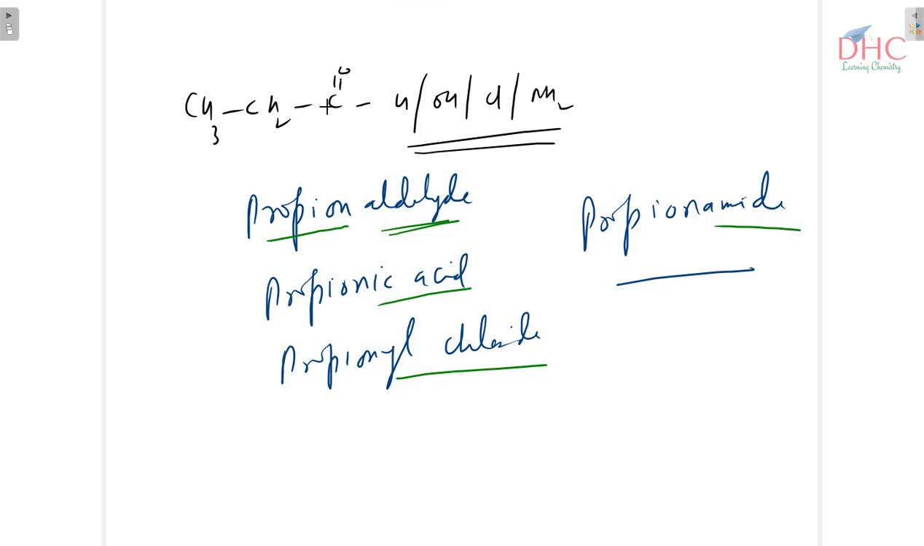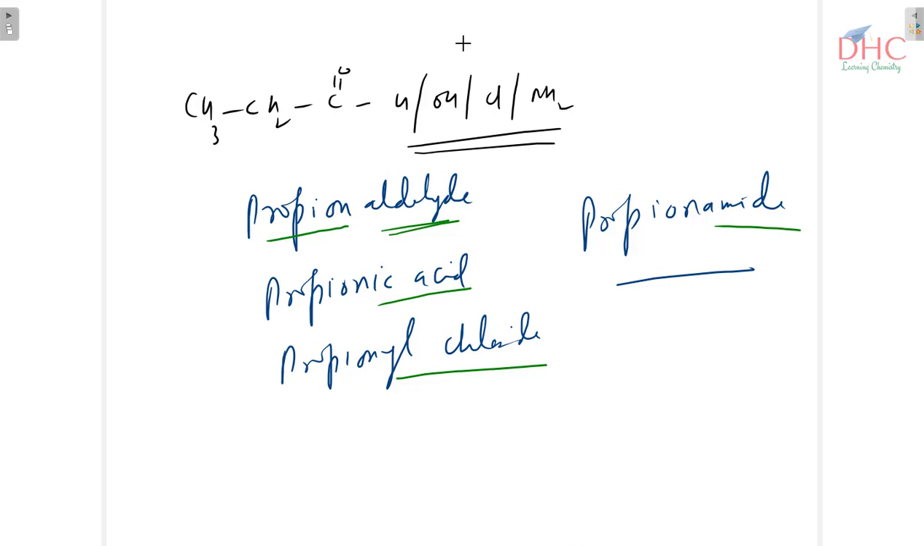In the same way, if you have 4 carbon atoms, then this becomes butyraldehyde, butyric acid, butyryl chloride, and butyramide. If we have 5 carbon atoms, it becomes valeraldehyde, valeric acid, valeryl chloride, then there is valeramide. So in the same way, you can use these prefixes and the suffixes to combine them to get the common name of these organic compounds.